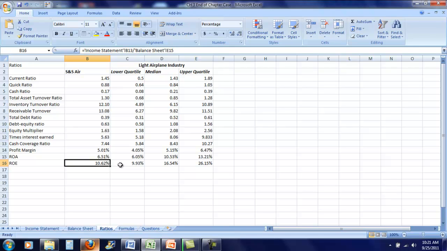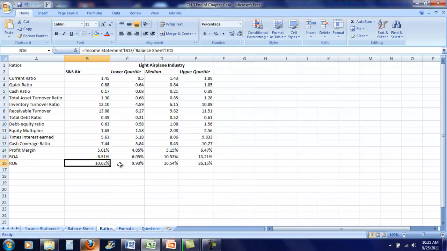So now we're going to look at SS Air and we're going to compare it to the airline industry. Now you want to compare it to something that it's in. I don't want to take the airline industry and compare it to a grocery retail store because it just doesn't seem to make sense, because the ratios could be different from one industry to the next.